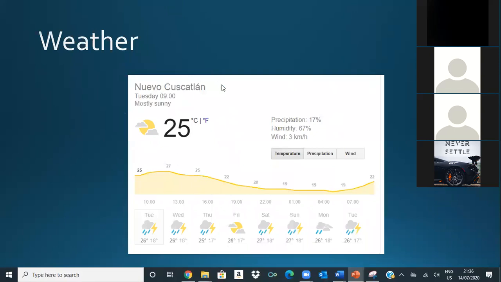For example, if you say, how is the weather in San Salvador? You can say, oh, it's mostly sunny. It's 25 Celsius. In the United States they use the Fahrenheit system. It's humid, so it's very humid. Tomorrow is going to be raining, etc. Now, remember, weather. We don't say time, we say weather.